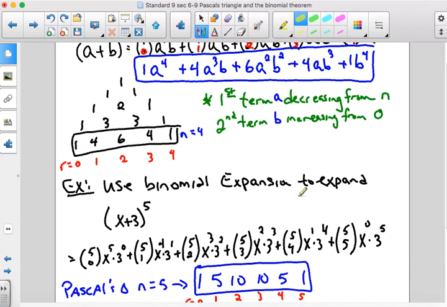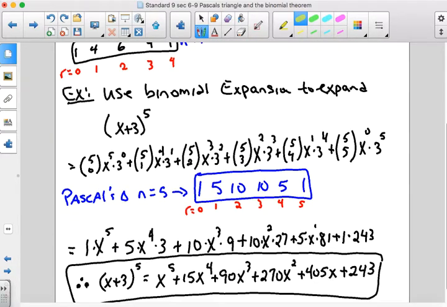Okay, and we're just going to keep looking at examples so you get the hang of what's going on here. We're going to do a different example. Instead of a and b, we're going to use x and 3: x plus 3 to the 5th power. Here's the expansion. My exponent is 5, so I start out with 5 choose 0. First term is x, so that's x to the 5th, x to the n. And then the second term is 3, 3 to the 0.